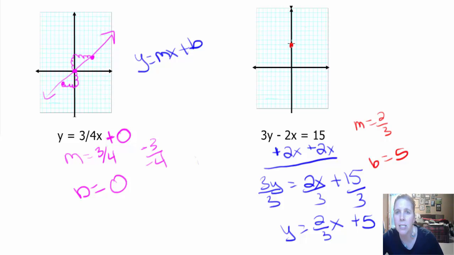Okay, and it's positive, so we know it's going to look like this. We're going to go up 2 to the right 3. 1, 2, 3, which is the same as down 2 to the left. 1, 2, 3. Okay, you have to do 3 points. Okay, so you have to solve for y first on some of them.